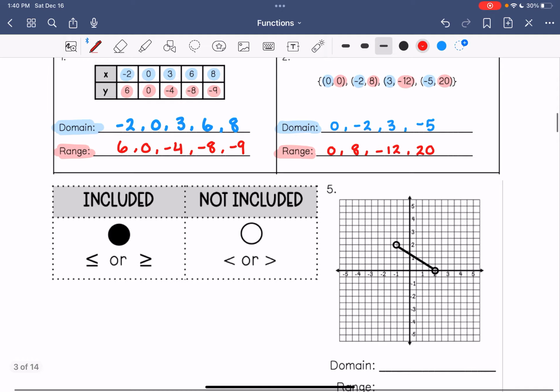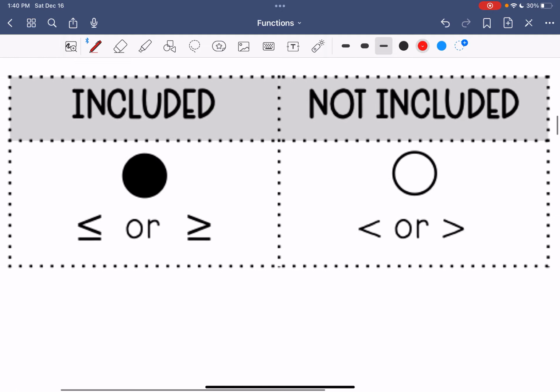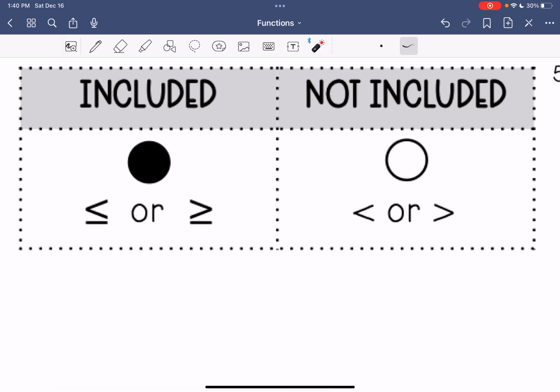It gets a little more complicated when we are looking for it in a graph. I want to do a quick reminder of our inequality symbols. If you see a closed circle, that means that the number that it represents is included in our inequality. And that's where we use these symbols, our less than or equal to symbol and our greater than or equal to symbol. When we see an open circle on our graph or written in an inequality, that means that number there is not included in our solution set. So we use just a less than symbol or just a greater than symbol.